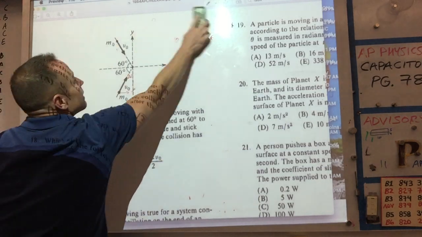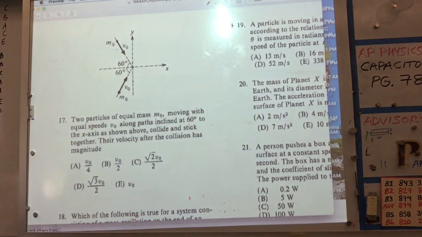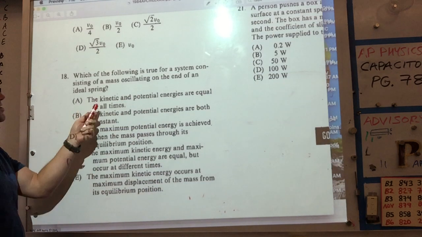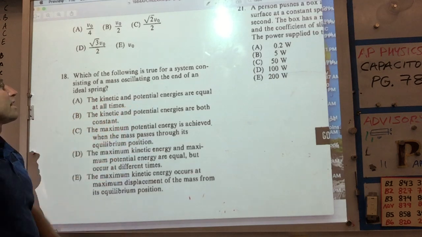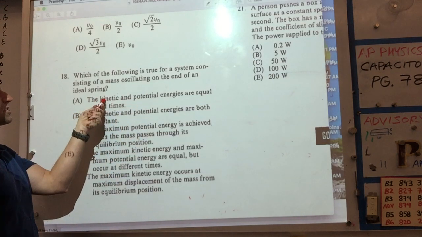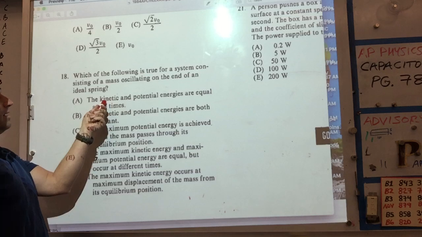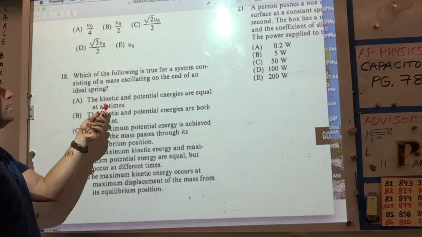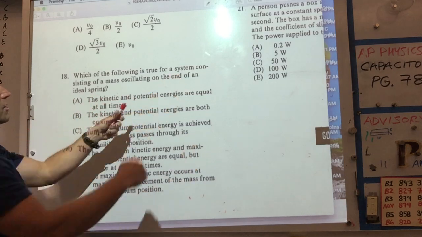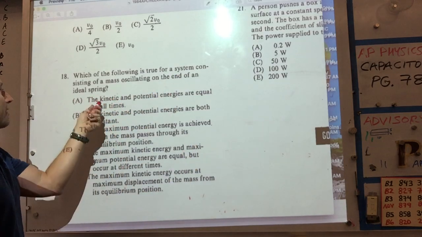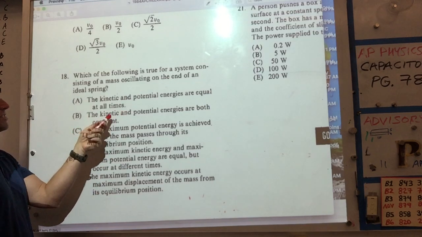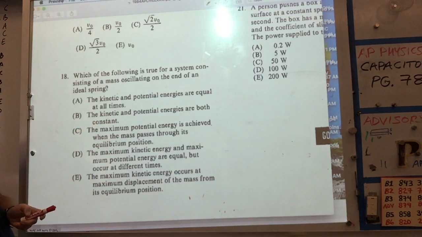Number 18. Which of the following is true for a system consisting of a mass oscillating at the end of a spring? Let's just go through one by one. Kinetic and potential energies are equal. That's ridiculous because sometimes it's in the dead center and has no potential energy, and sometimes it's way out at the edge, so it has lots of potential energy but no kinetic. So that one's ridiculous. They're both constant. No, again, that's silly. It's changing all the time because the speed's changing.